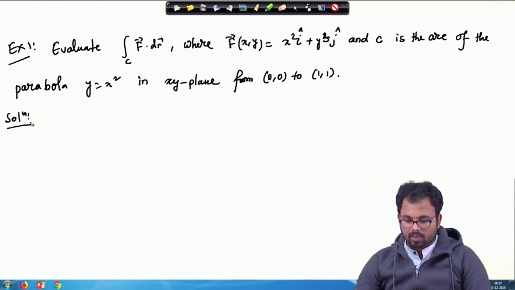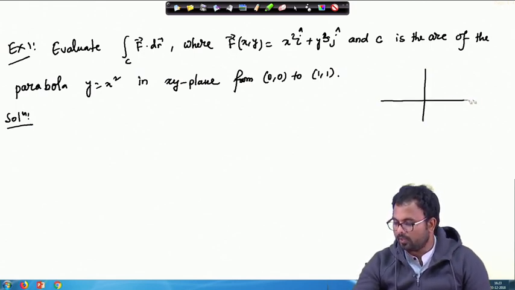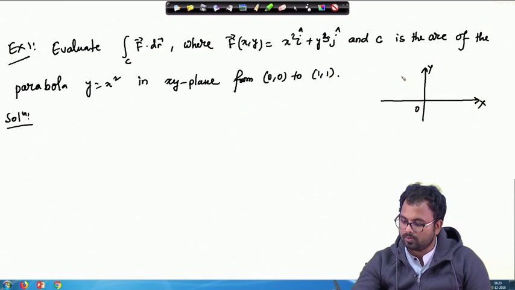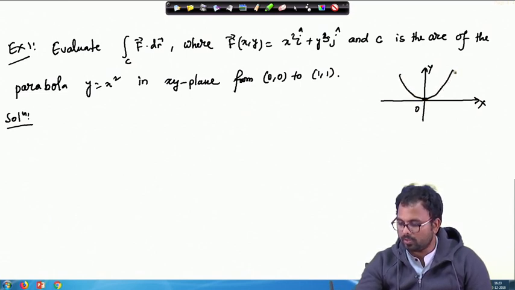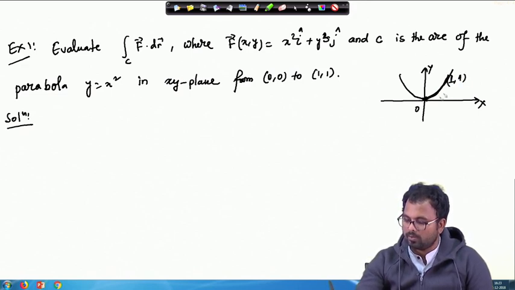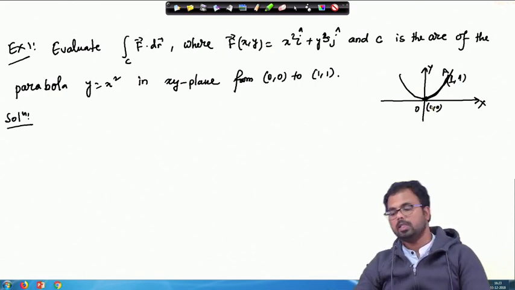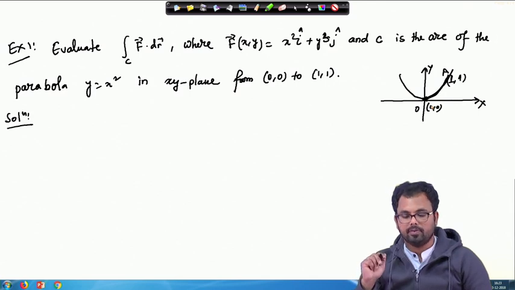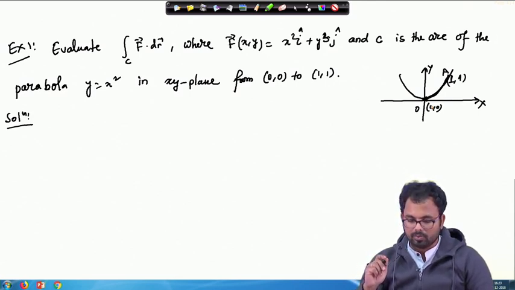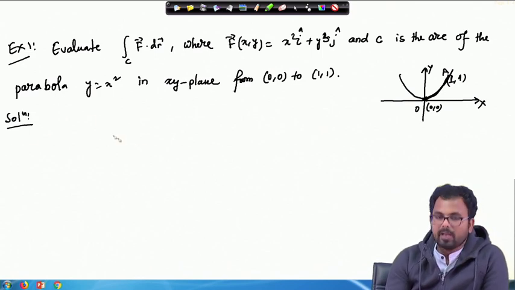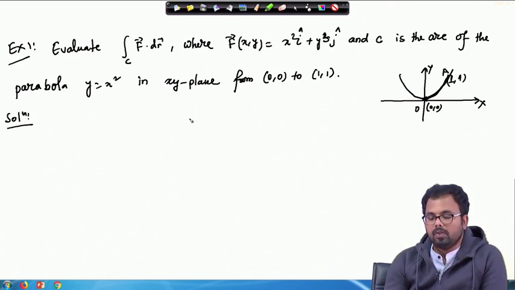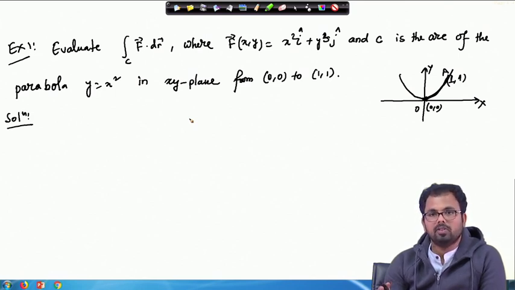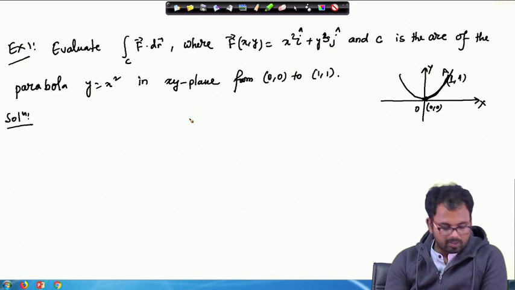Now, if we want to draw the figure, then this is our x, this is our y, and that is our parabola touching the origin, and we have to calculate the line integral from (0, 0) to (1, 1). So, along this arc, we have to evaluate the line integral for this function f. So now, what we do, we form a parametric equation. That means we involve a parameter t, and we find the range for that parameter t, which will satisfy this parabolic equation.